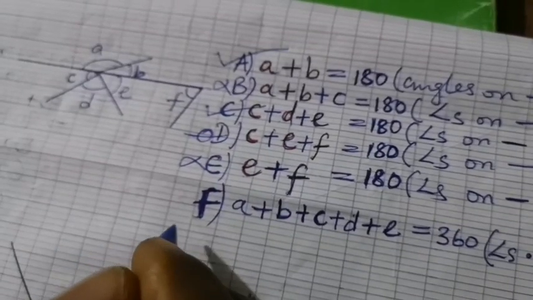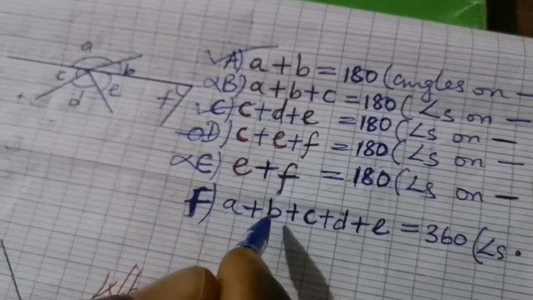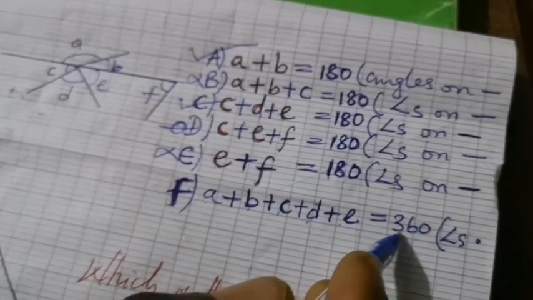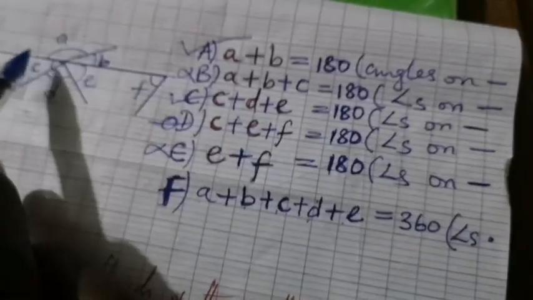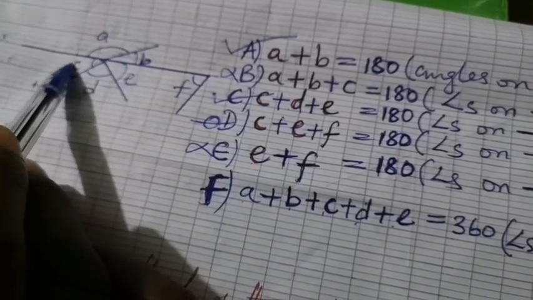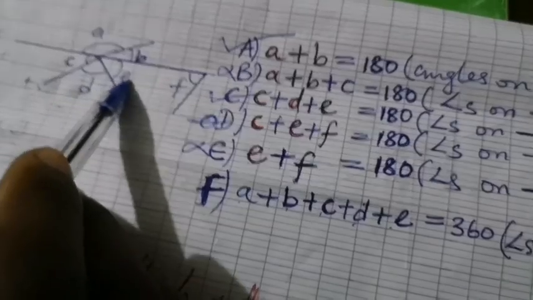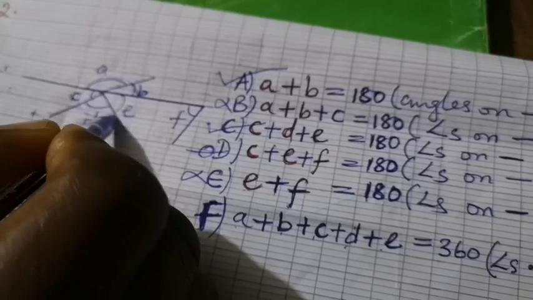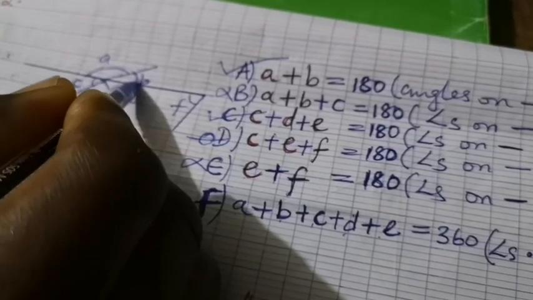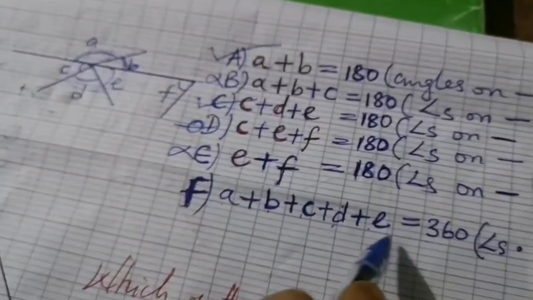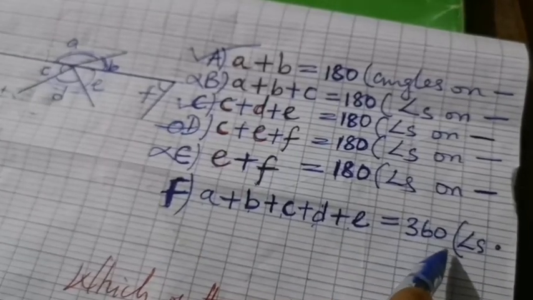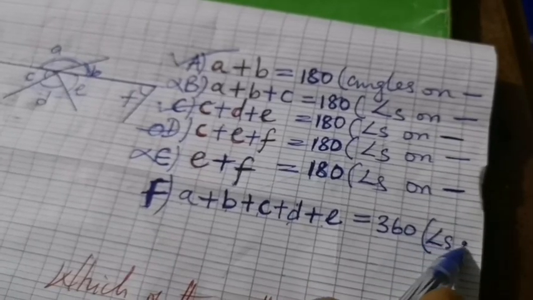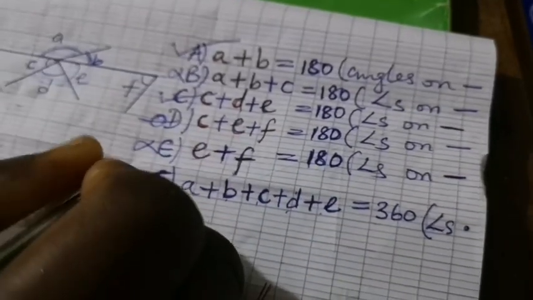Now we have A plus B plus C plus D plus E is equal to 360 degrees. So let's look at it here. A plus B plus C plus D plus E. Actually, all these lines form angle at a point. They form angle at a point here. So it's true. They sum up to 360 degrees, and the reason is angles at a point. We have a point here. So that one is also correct.